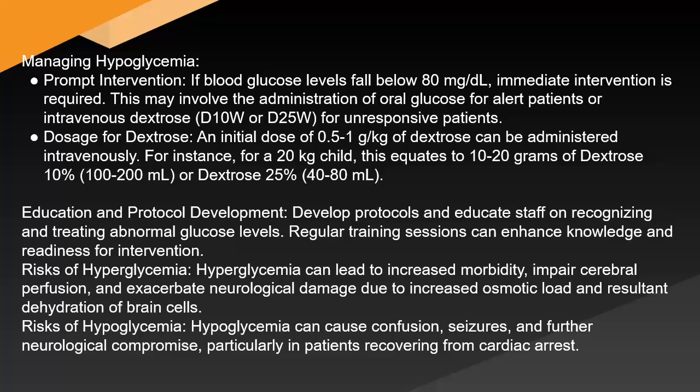This may involve the administration of oral glucose for alert patients or intravenous dextrose for unresponsive patients. Dosage for dextrose: an initial dose of 0.5 to 1 gram per kilogram of dextrose can be administered intravenously. For instance, for a 20 kilogram child, this equates to 10 to 20 grams of dextrose: 10% dextrose, 100 to 200 ml, or 25% dextrose, 40 to 80 ml.